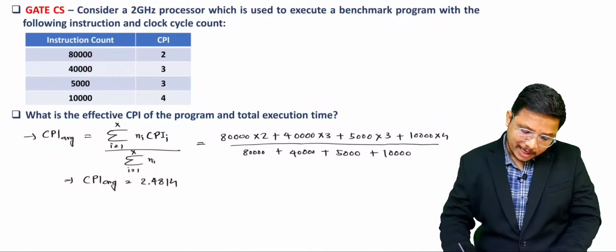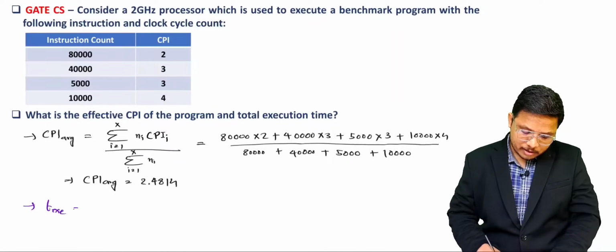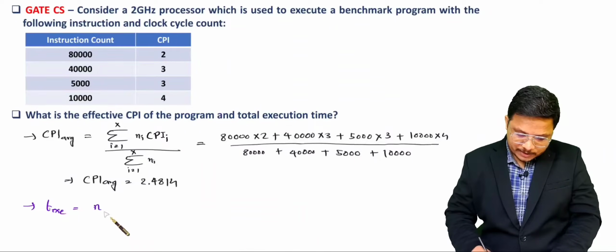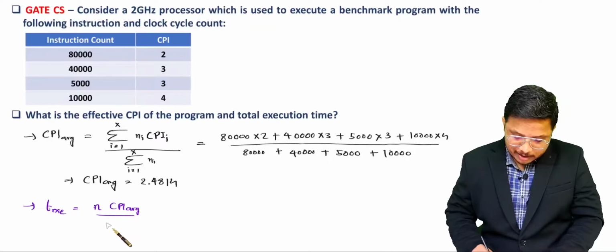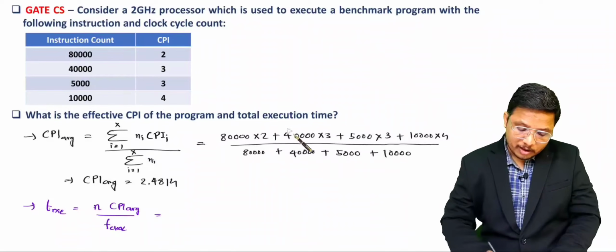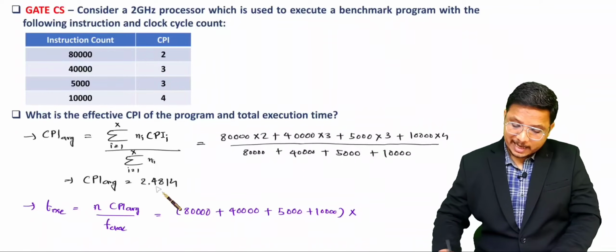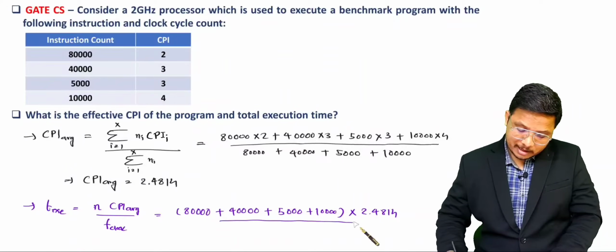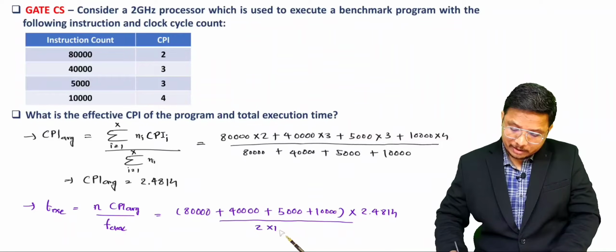Now here we are dealing with calculating total execution time. So to identify total execution time, the basic formula is number of instructions into average CPI divided by clock. So here how many instructions are there? We need to do the algebraic sum of all these instructions, right? Into average CPI, that is 2.4814, divided by clock, that is 2 gigahertz over here. So 2 into 10 to the power 9. Let us solve this.